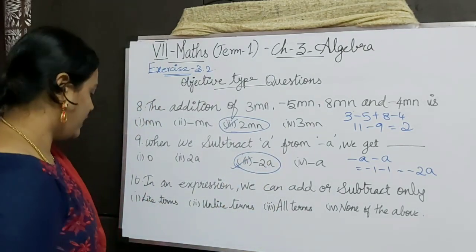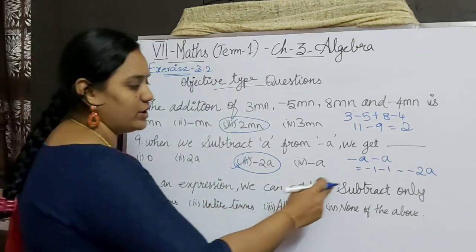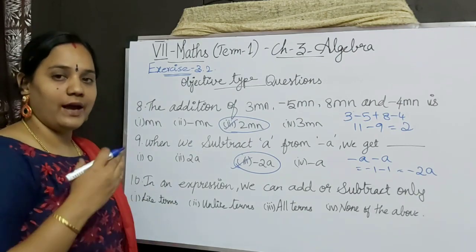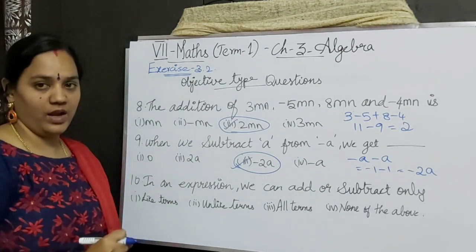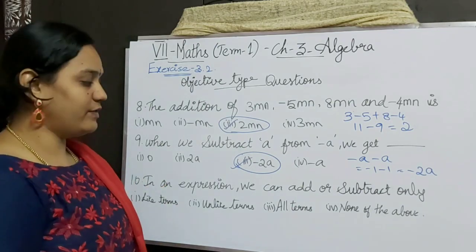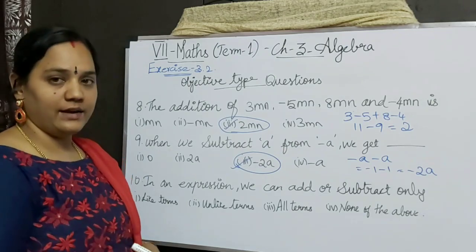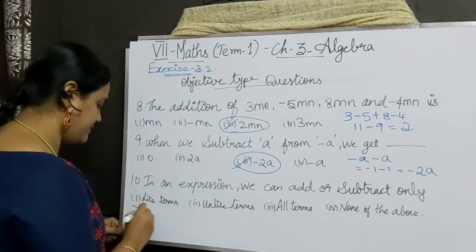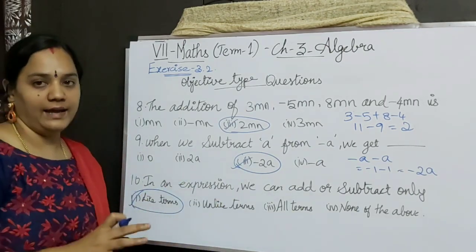Okay, third one, that is 10th problem. In an expression, we can add or subtract only like terms. Already we learned this. If we want to add or subtract, we have to take like terms together. We should not take unlike terms, or take all the terms together and add. So we followed that method only. So the answer is like terms. We can add or subtract only the like terms.